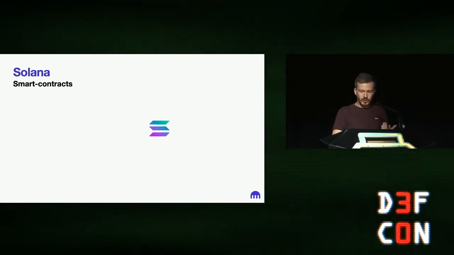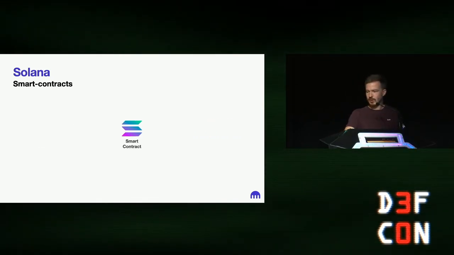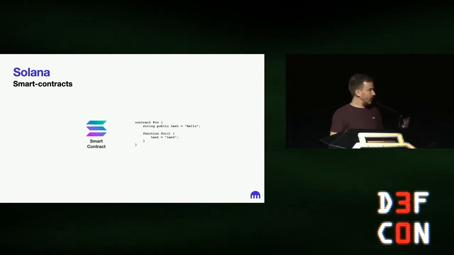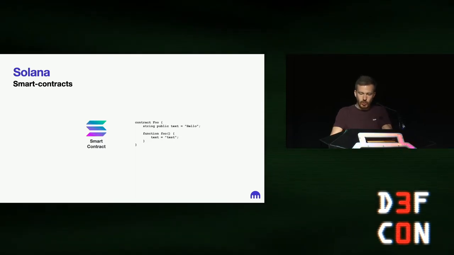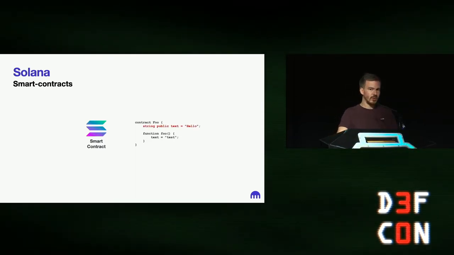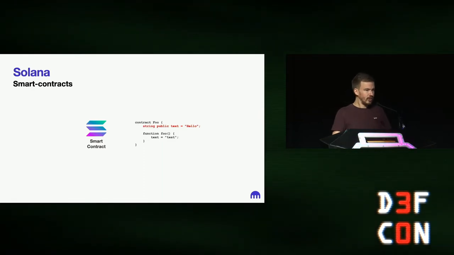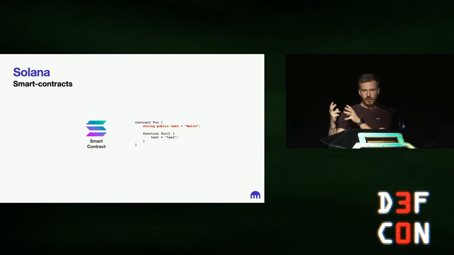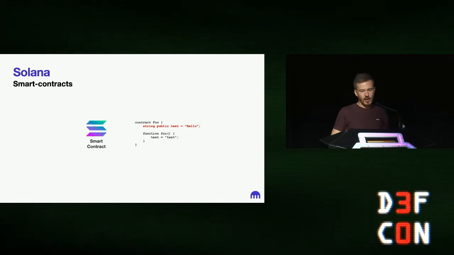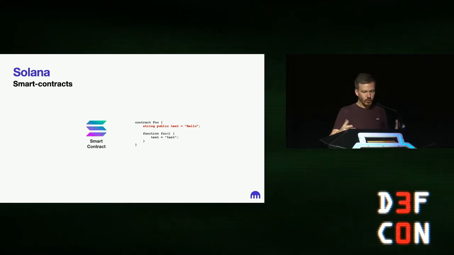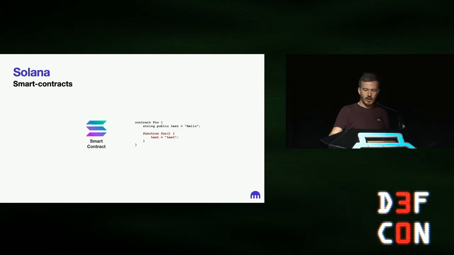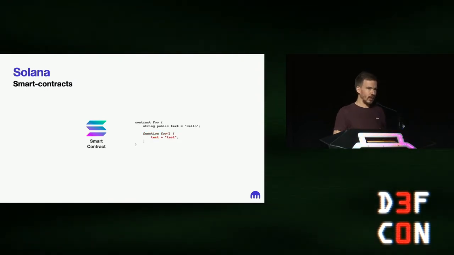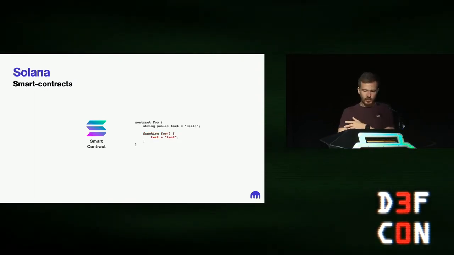Now a couple more things we need to know about Solana smart contracts. If you've worked with Solidity, for example, if you've ever written an Ethereum smart contract, you probably know that Ethereum contracts store their own state. So if you have a global variable in Solidity, the value of that variable is stored as part of the contract. For example, here we have this public variable, text, which has the state hello. And if we were to submit a transaction that calls the function foo, that state of the contract would get updated. This is not how Solana works.